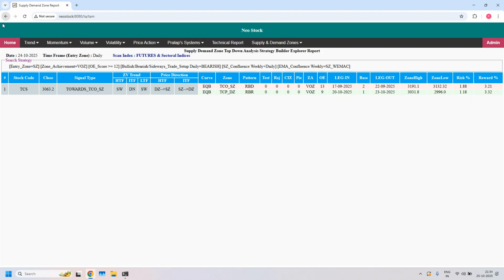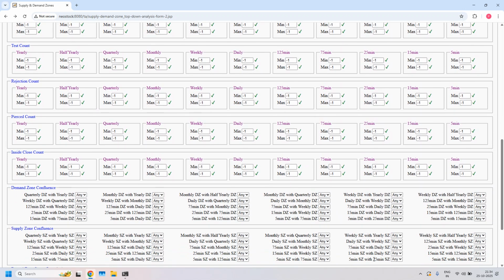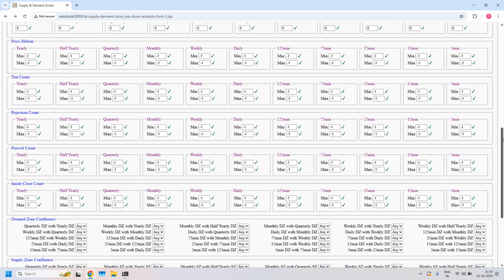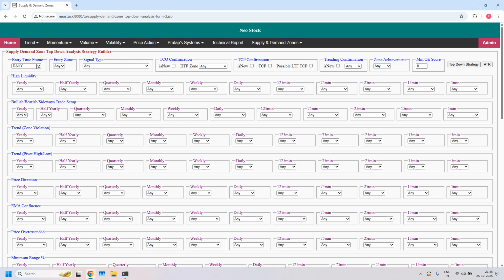Let's check this is having a LTF, ITF, HTF supply zone confluence. Removing ITF EMA filter. Daily, weekly, daily, monthly, weekly and monthly supply zone confluence with all the 3 filters. So no stocks are having a second strategy support. So this is bearish trade setup for monthly income trade. Next, weekly income trade, sideways long trade setup. Entry time frame 75 minutes, entry zone, demand zone at 75 minutes.